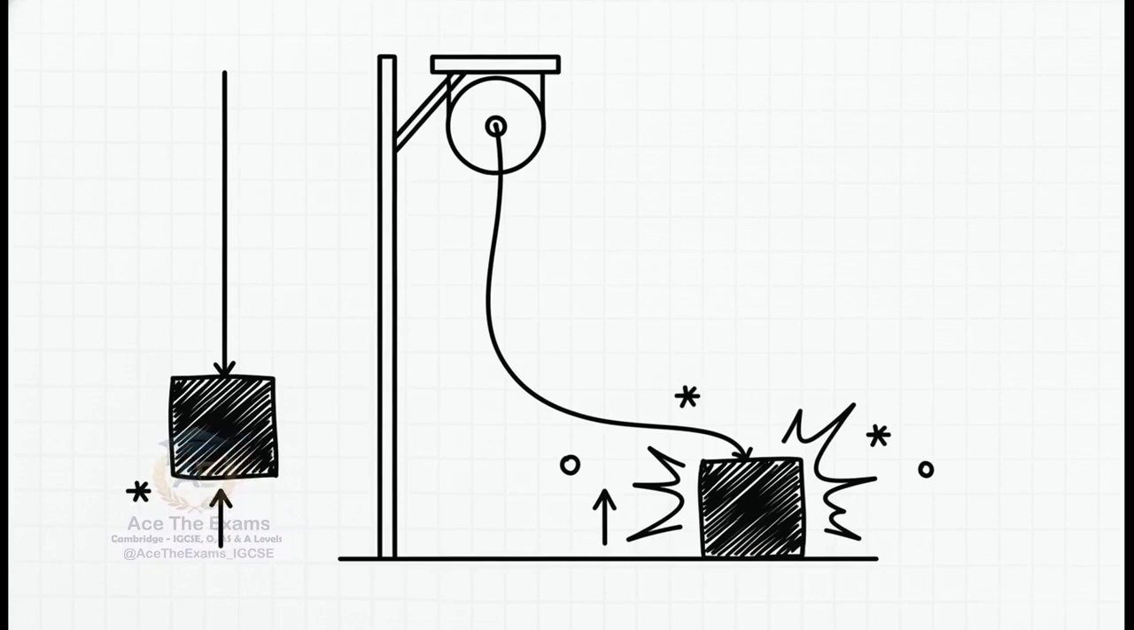You need to write something like, the string goes slack because particle A hits the ground, completely removing the driving force from the system, which causes the tension to become 0. Do you see the difference? You must contextualize every single mathematical step.